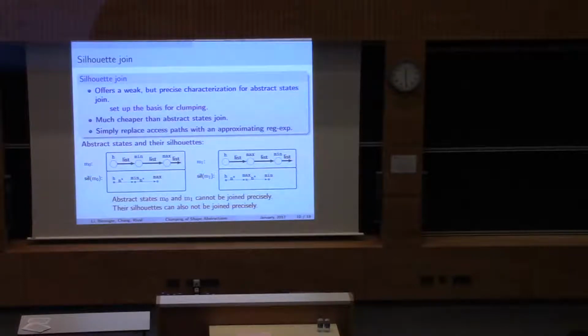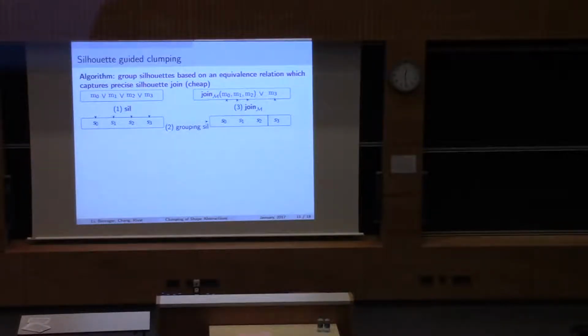For example, here abstract states M0 and M1 cannot be joined precisely because min and max are in different orders in M0 and M1, and their silhouettes can also not be joined precisely. Another example, here we have abstract states M2 and M3. In M2, pointers H and min point to the same node, and in M3, pointers min and max point to the same node. We found that abstract states M2 and M3 can be joined precisely, and their silhouettes can also be joined precisely.